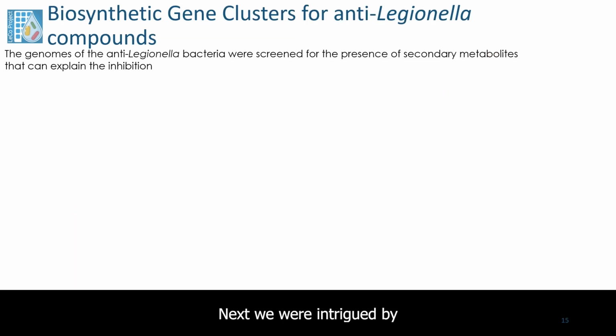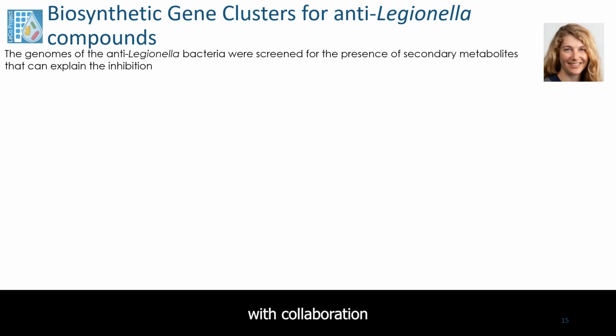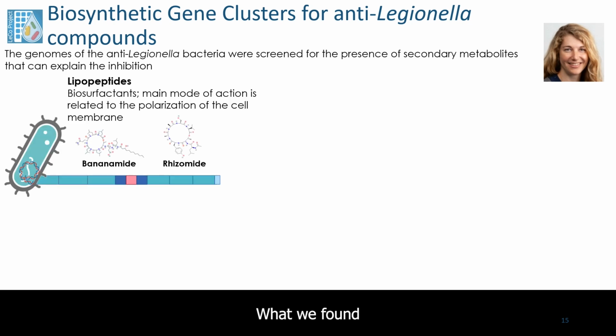Next, we were intrigued by what compounds could actually be responsible for this inhibition. And so we screened the genomes of the antagonistic bacteria for the presence of gene clusters related to secondary metabolites that could explain the inhibition. This work was done in collaboration with Serena Robinson's group at EAWAG, who was of big help. What we found was different classes of compounds, starting with lipopeptides. Those are biosurfactants. Their main mode of action is related to the depolarization of the cell membrane. Among those, we find bananamide and rhizomide.